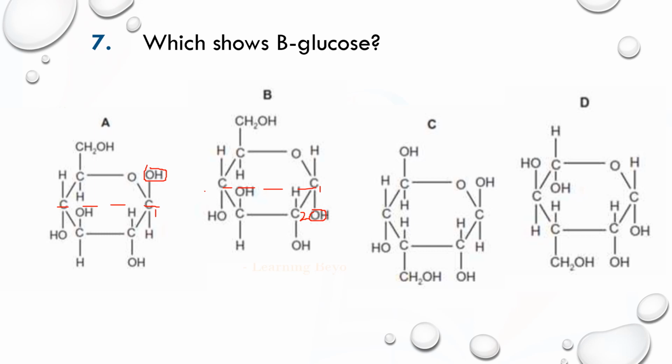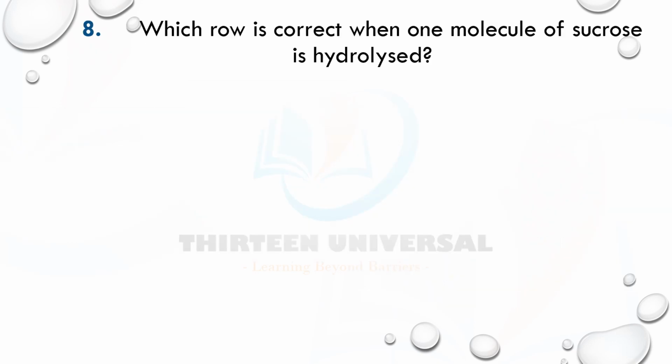Now if you check this, this is alpha, this is beta. OH is above the plane of the ring structure, OH is below. If you check this one, it doesn't have the 6 carbon atom here. Look at it, 1 2 3, 4 5. This should be in line with, oh okay, should be this side. So this is not glucose. The same thing with C and D, not glucose. So B is alpha glucose, A is beta, and we're looking for beta glucose. So the answer is what? A. Correct.